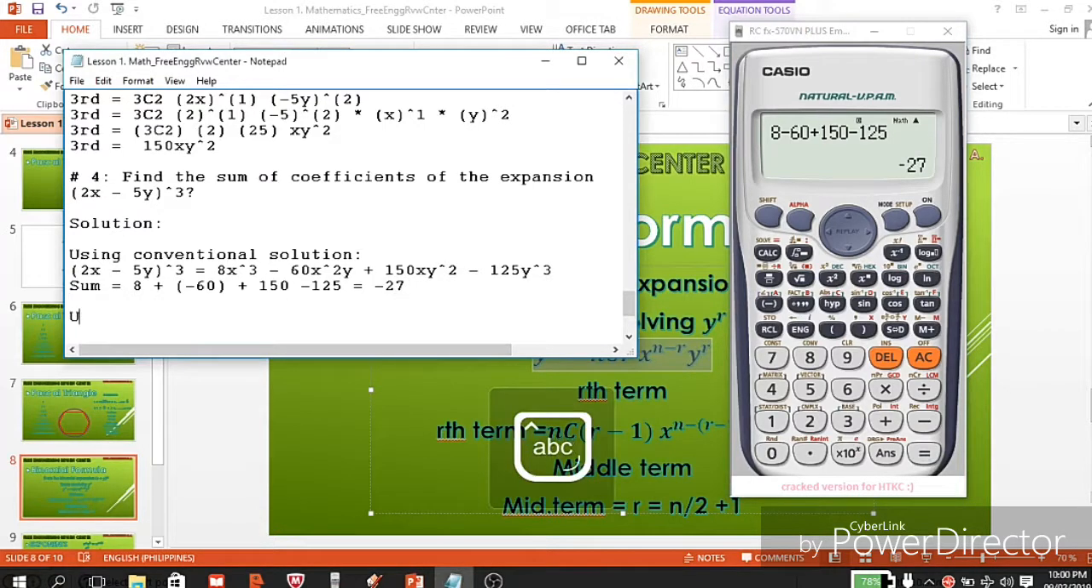So how about using the alternative, the shortcut?